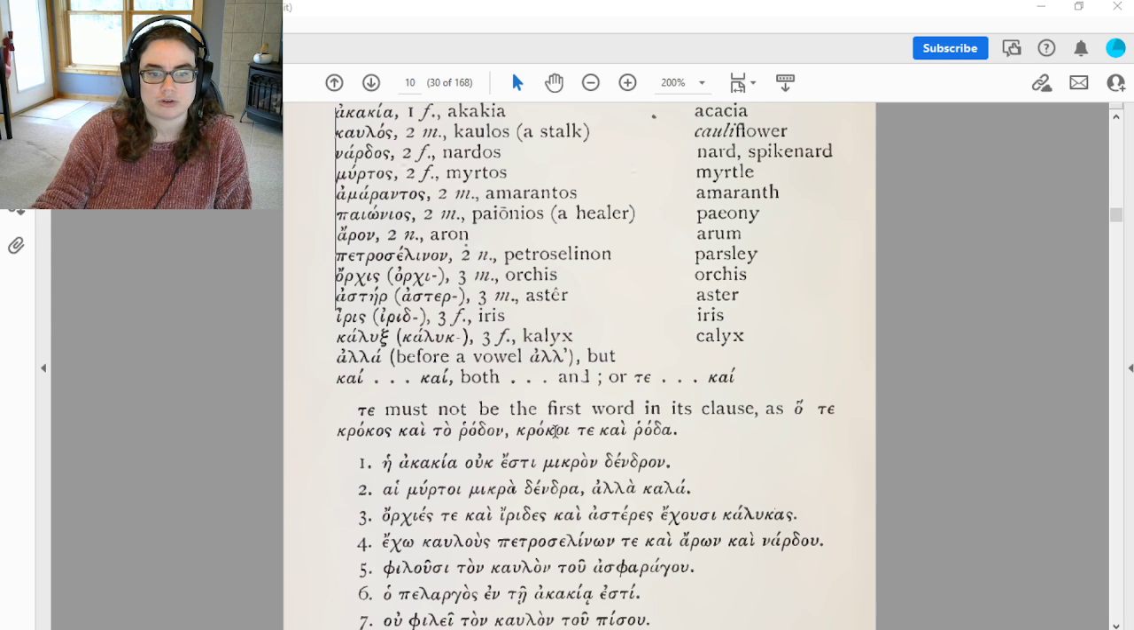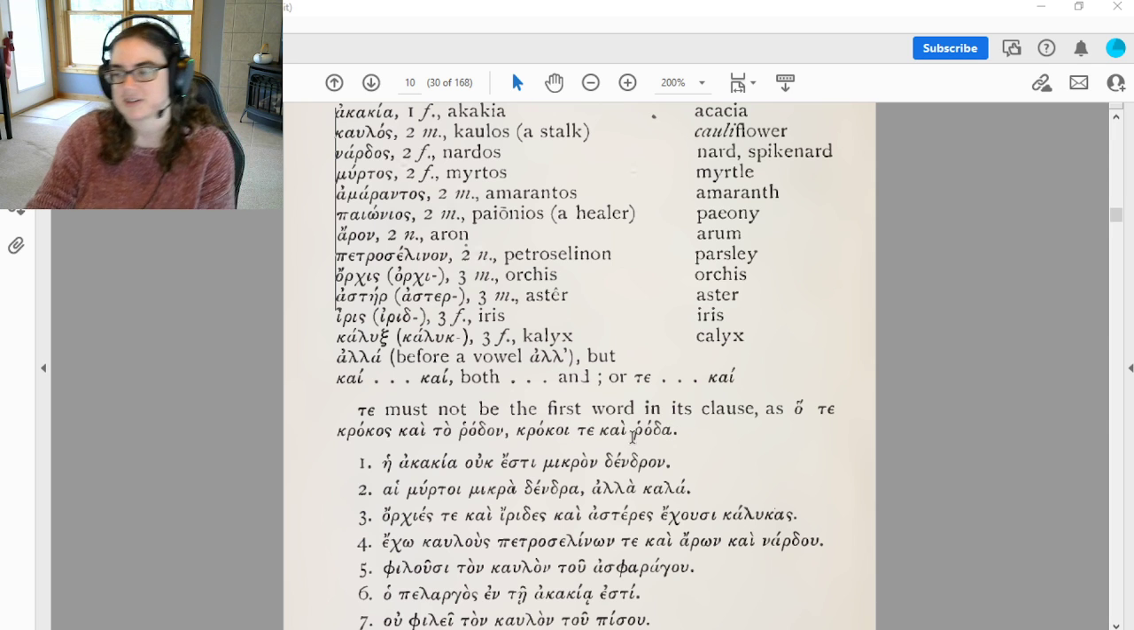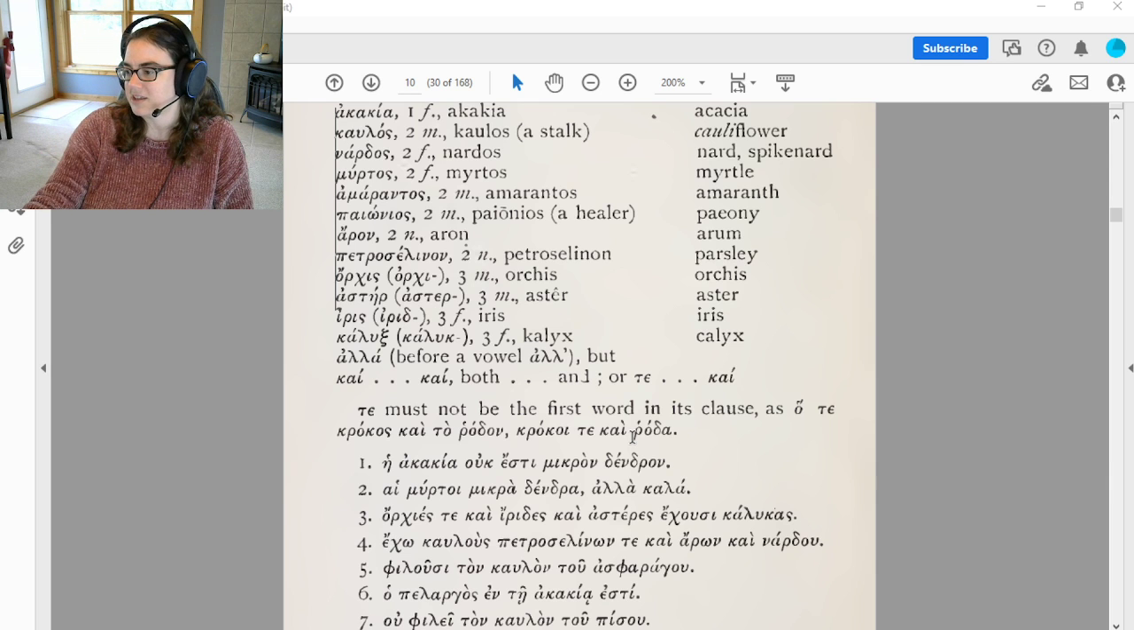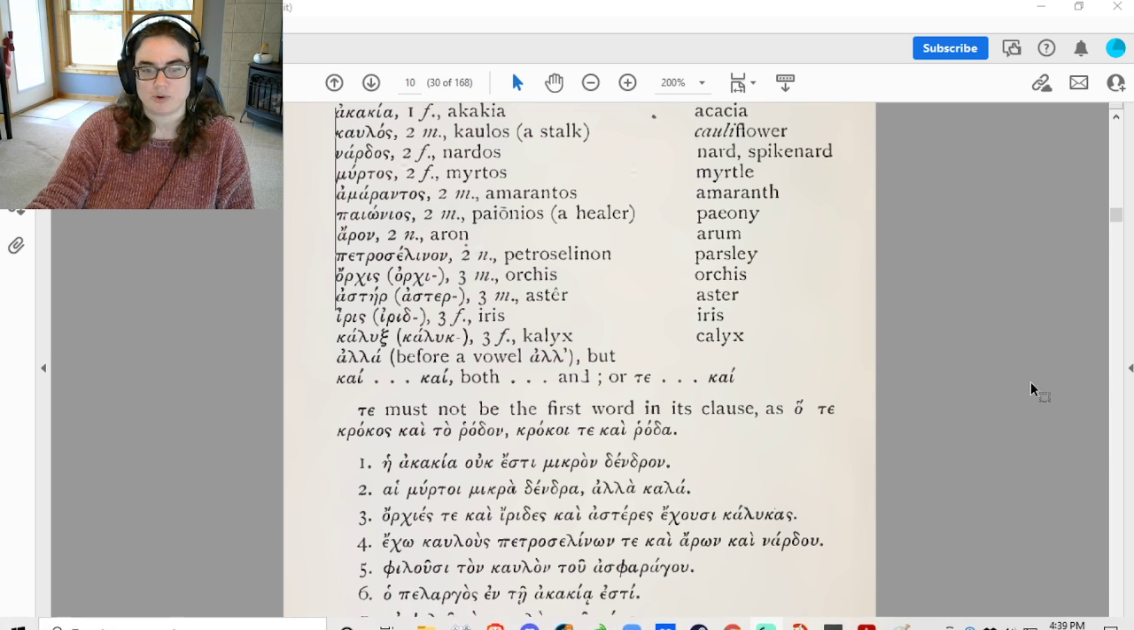And here, krokoi te kai rhoda, crocuses and roses. Both crocuses and roses, I guess we should say. In this case, I think false friend is correct. Okay, so what does false cognate mean? I have more questions now.